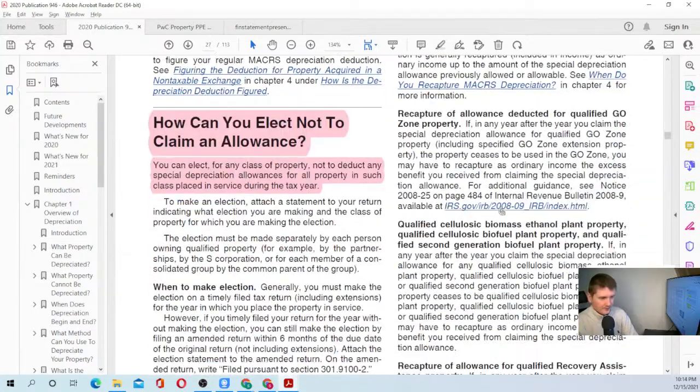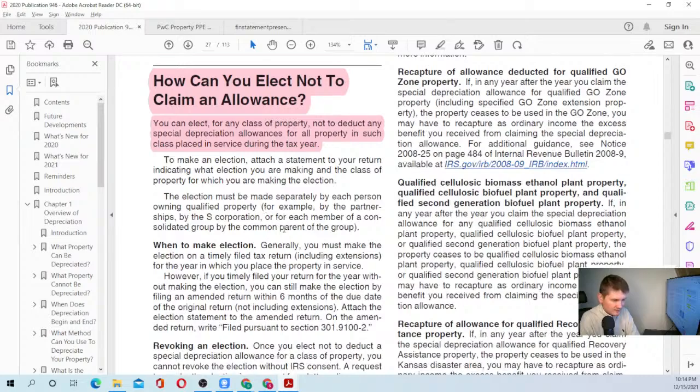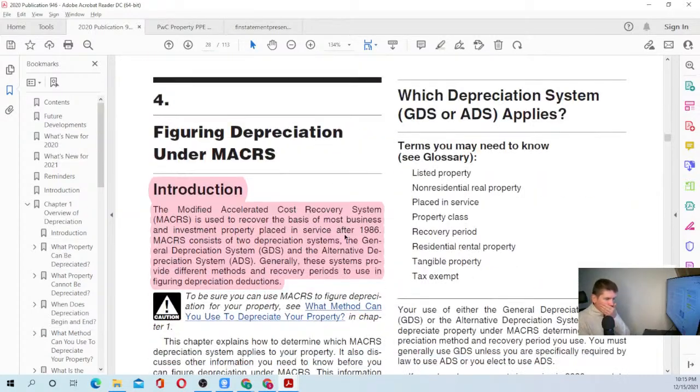Okay, let's see. How can you elect not to claim an allowance? You can elect for any class of property not to deduct any special depreciation allowance for all property in such class placed in service during the tax year. To make an election, attach a statement to your return indicating that you are making the election and the class of property for which you are making it. The election must be made separately by each person owning qualified property. And here is the MACRS, which we will do probably in the next lectures.